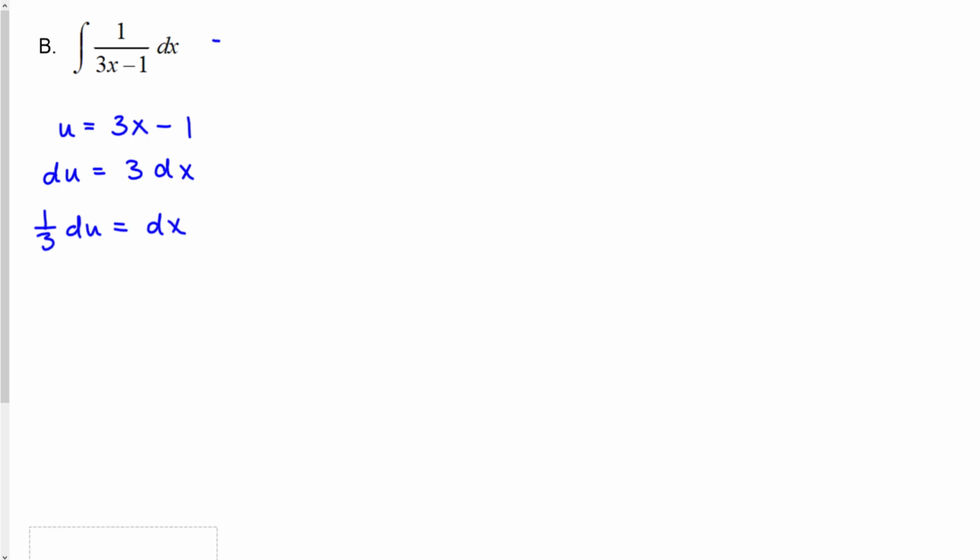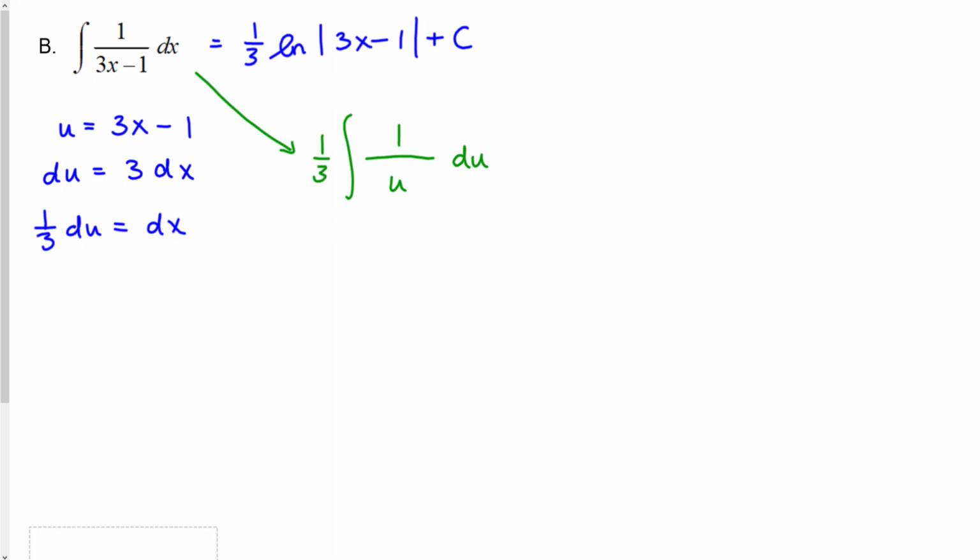So you can either choose to walk through the steps and make all the substitutions, or you can just say this is going to be 1/3 times the natural log of the absolute value of 3x minus 1. Oops, I need another absolute value bar there, plus c. You can show it if you're uncomfortable with that. You can go through the steps. So put your 1/3 on the outside, then you have 1 over the 3x minus 1 becomes u, and dx is the 1/3 du.